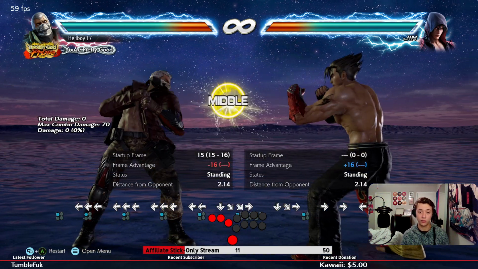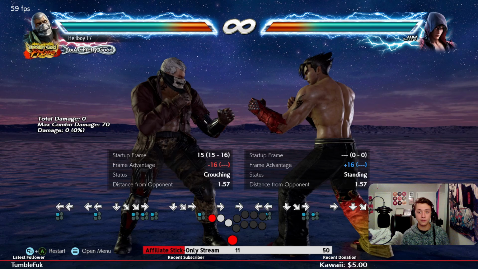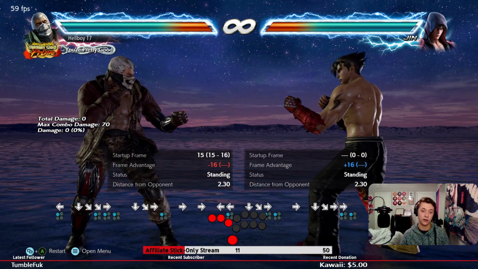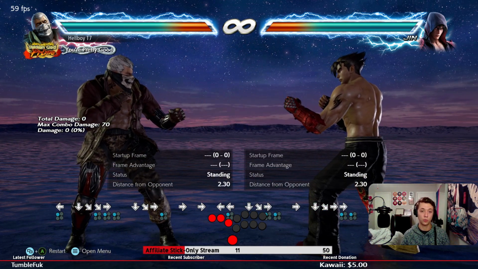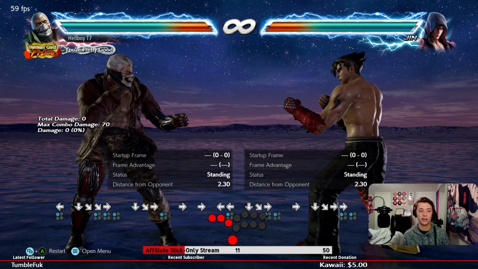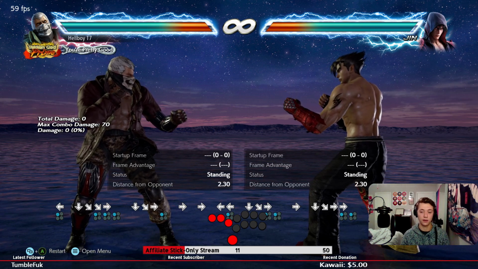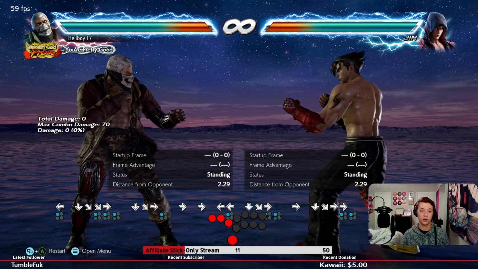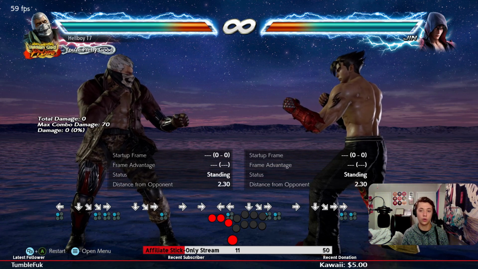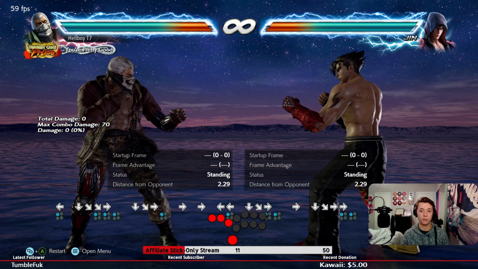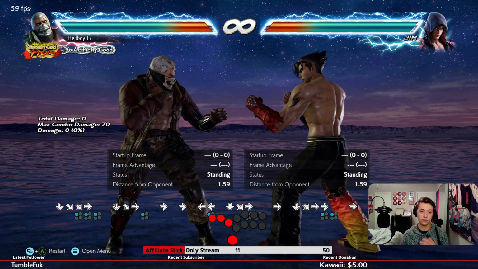Likewise, with this move, if I did a 10 frame move after this minus 16 on block move, it's going to come out in 26 frames. And so that's just kind of the idea of frame advantage. It's just a way of when people interact, who is going to recover first. And in fact, it leads into punishing.